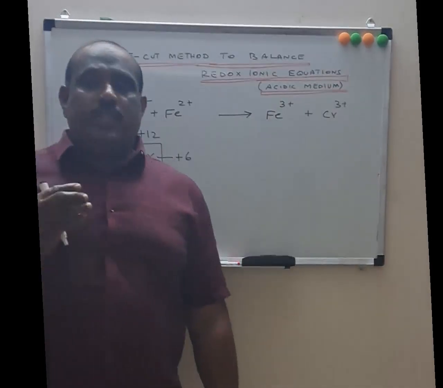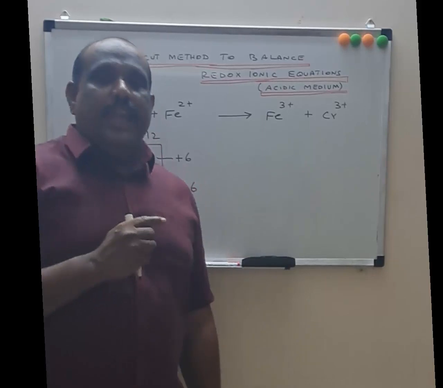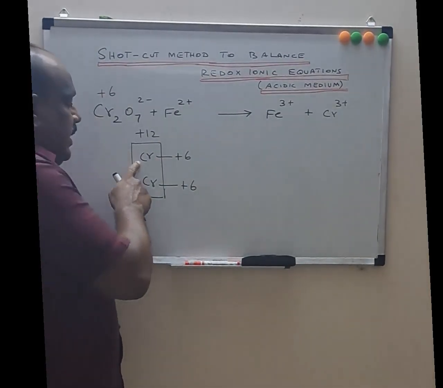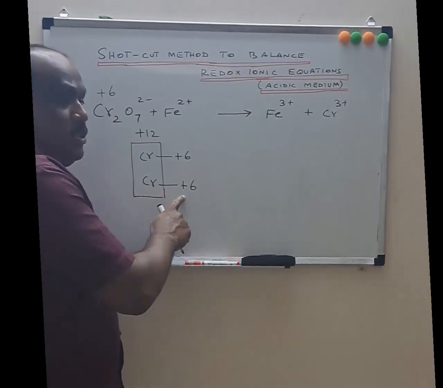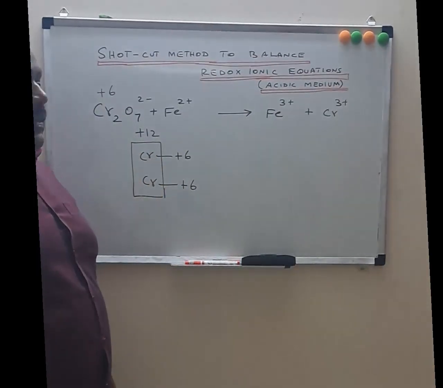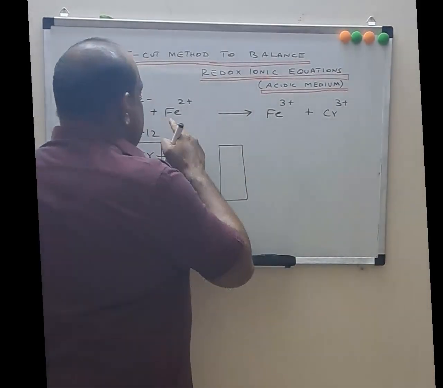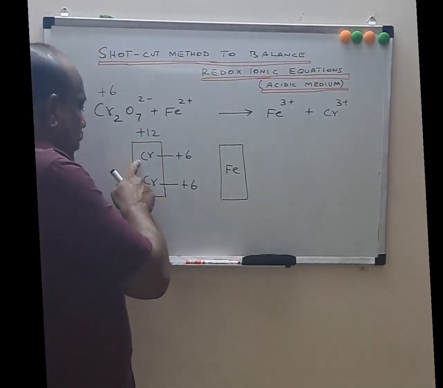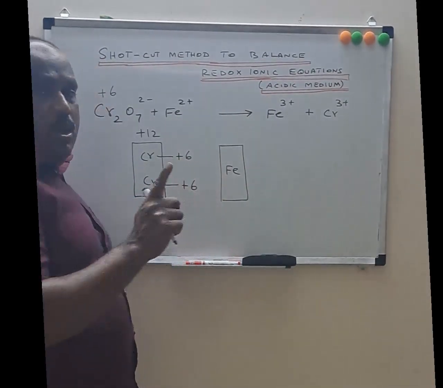I will repeat once again. We found the oxidation number of one single chromium atom as plus 6. Now what you have to do is draw a box where you draw both the chromium atoms like this. One chromium atom is having a charge of plus 6. The other chromium atom is also having a charge of plus 6. So the total of 2 chromium atoms has a charge of plus 12. Then you draw the iron. This is Fe. There is only one. Don't draw it twice. Here we have drawn twice because there are 2 chromium atoms, but here there is only one iron atom, so you draw only one.